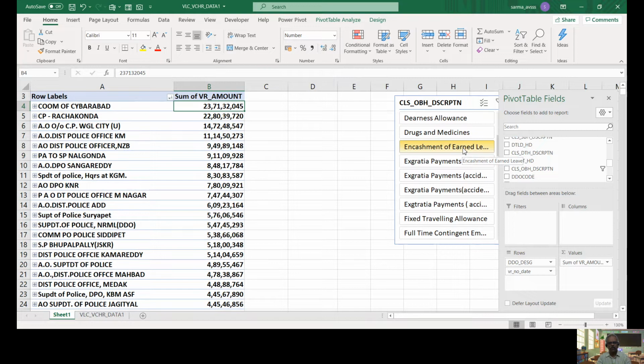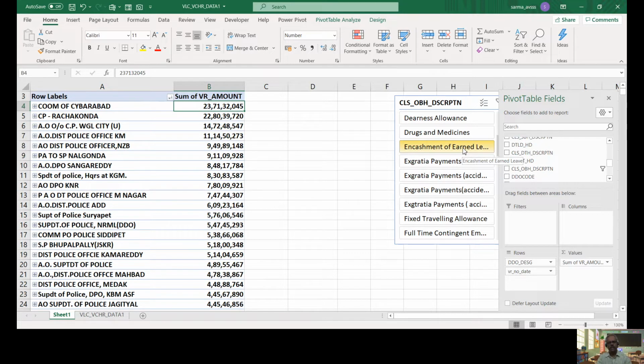So regarding this encashment of leave, when we selected this object head, the Commissioner of Cyberabad spent 23 crores 71 lakh 32,000. Other object heads may be budget heads actually. Of course, honorarium to VRA may not be budget controlled because it has to be paid, or a budget may be there, but encashment of earned leave is part of salary, so it is not a budget controlled head.